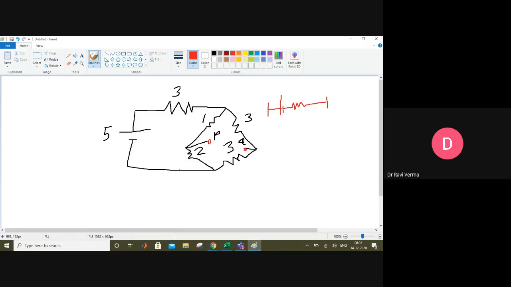So see, this is 5 volt, this is 3 ohm. The voltage source should be short circuited, and the current source should be open circuit. If you short circuit the voltage source, you join it with a straight line, and the voltage source will go. So it will look like this only.